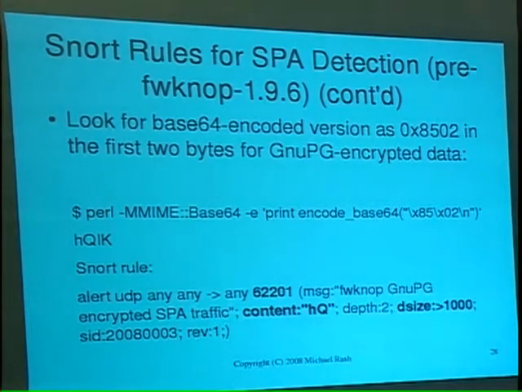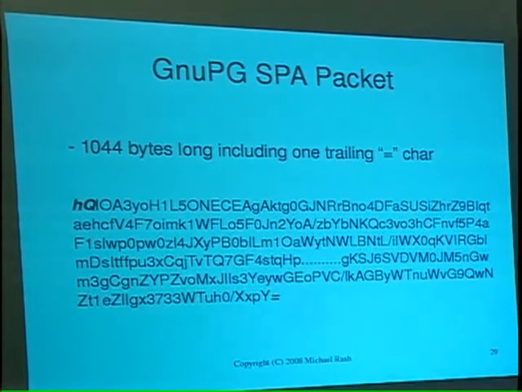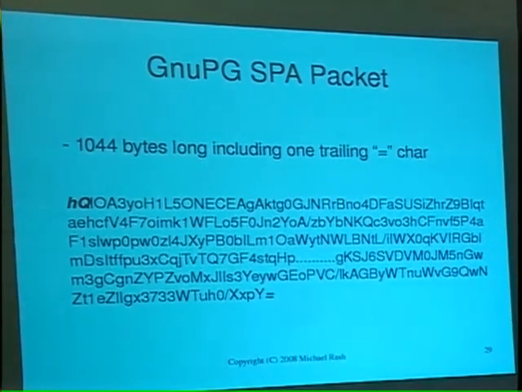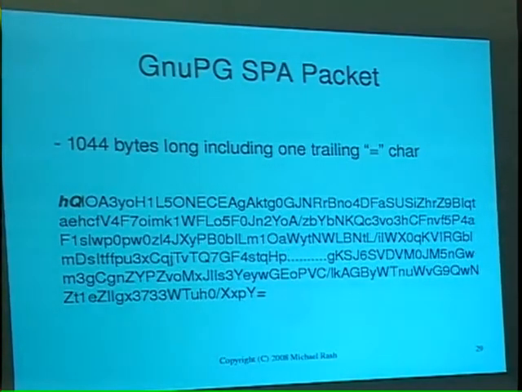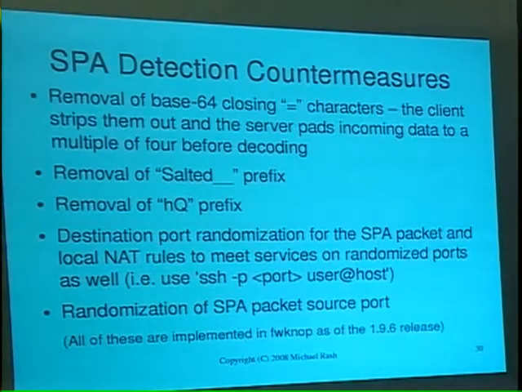I've also included a dsize requirement of greater than 1,000 bytes because once you start to use GNU PG keys, the SPA packets typically are a little bit larger, so they're usually over about 1,000 bytes. I use a 2048-bit key myself. And here is a sort of abbreviated version of what that packet looks like. It begins with HQ, and in this case ends also with the trailing equal sign because the original data was 1,043 bytes long, but it had to make it 1,044 bytes long to be a multiple of 4.